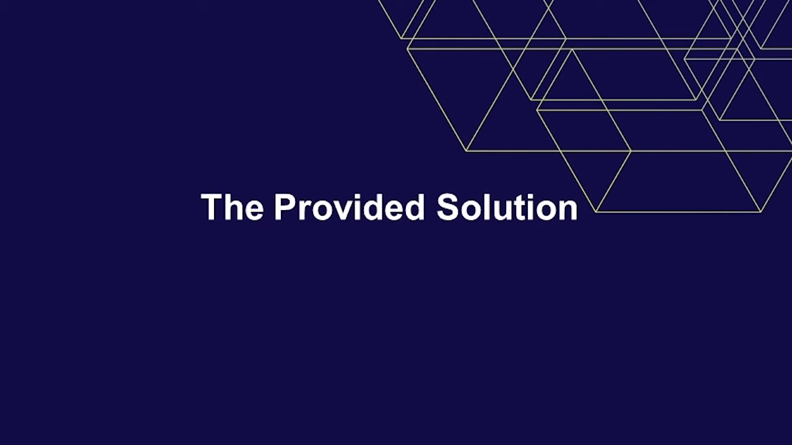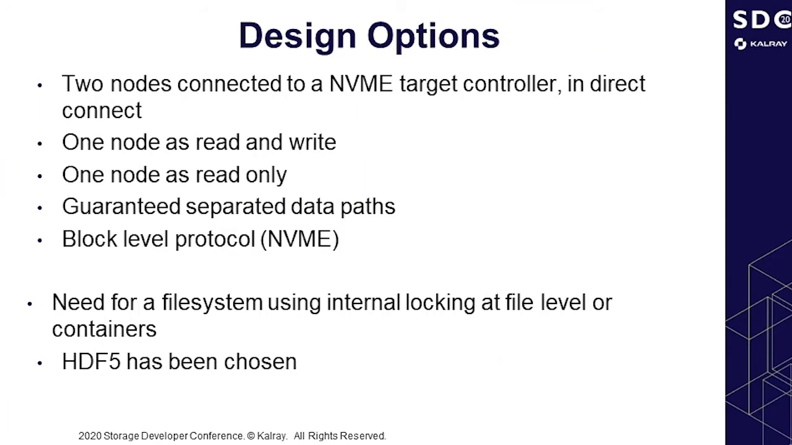So the provided solution, just to summarize again: we have two nodes connected to an NVMe target controller. The two nodes are in direct connect. We don't want any fabric. One node is connected as read and write. The other node will be connected only as read only. So it guarantees separated data paths. And the protocol used will be block level, of course, because it's NVMe. So there still needs to be a file system, or a file system using internal locking at file level, or containers.